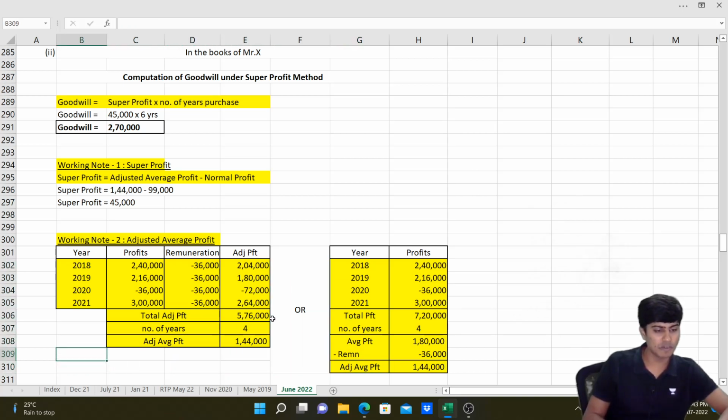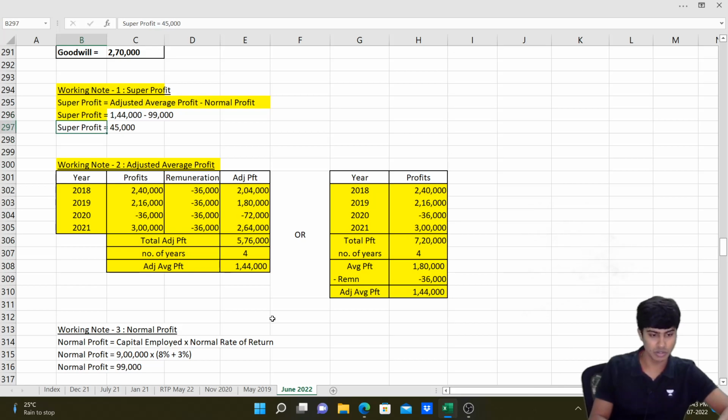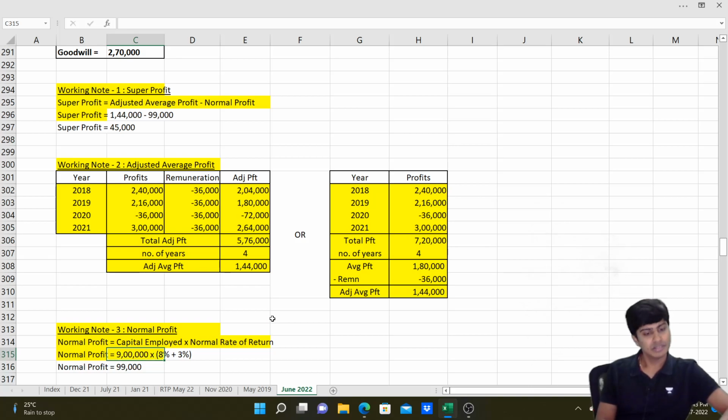So for super profit, we know the adjusted average profit of 1 lakh 44, but we don't know the normal profit. For that, we should go to working note number 3, normal profit. How do we find normal profit? Capital employed multiplied by normal rate of return. How much is capital employed? 9 lakh. Normal rate of return? 8 plus 3, 11%. So normal profit is 99,000.